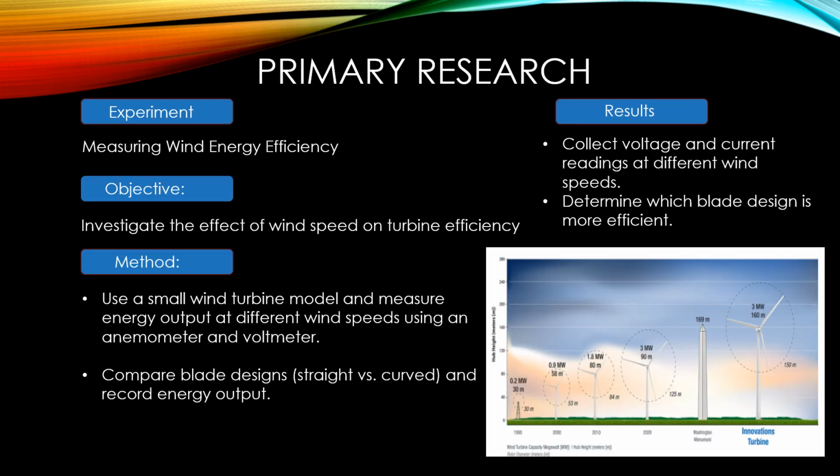Here we have primary research. The experiment is measuring wind energy efficiency. The objective is to investigate the effect of wind speed on turbine efficiency, and the method is to use a small wind turbine model and measure energy output at different wind speeds using an anemometer and a voltmeter. Compare blade design, straight versus curved, and record energy output. And the result: collect the voltage and current readings at different wind speeds to determine which blade design is more efficient.